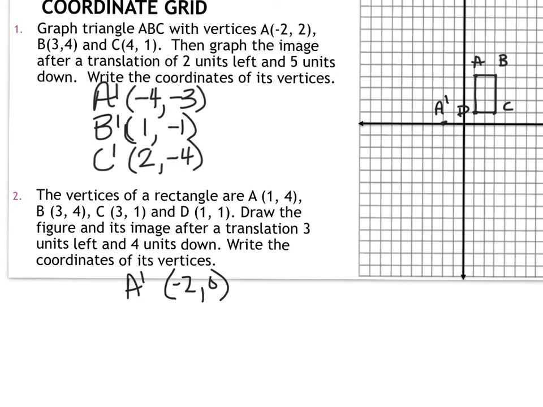And then you want to go through and do that for all of the vertices. So again, I'm going to take the B, I'm going to move it over 1, 2, 3, and down 1, 2, 3, 4. Now my new B is at the origin, 0, 0. And I'm going to take C, move it over 3, and move it down 4. And there's my C prime. Zero, negative 3.